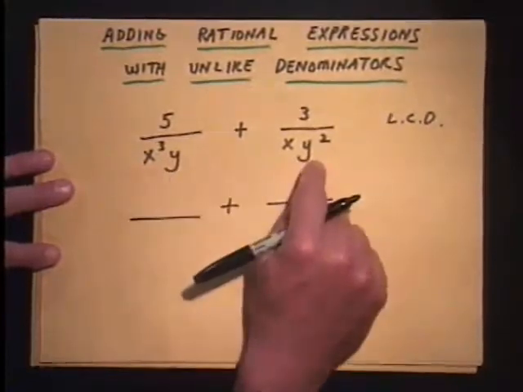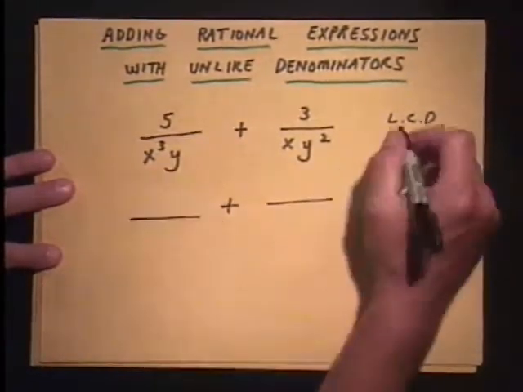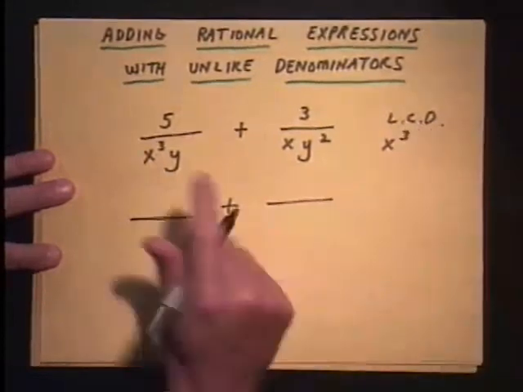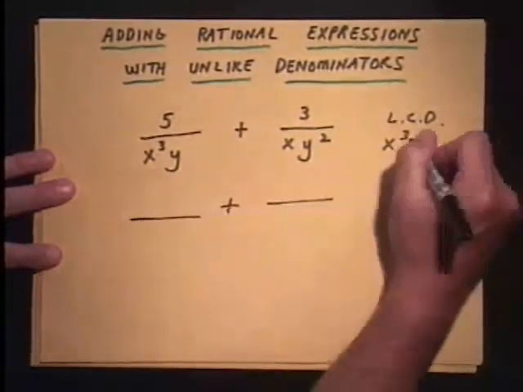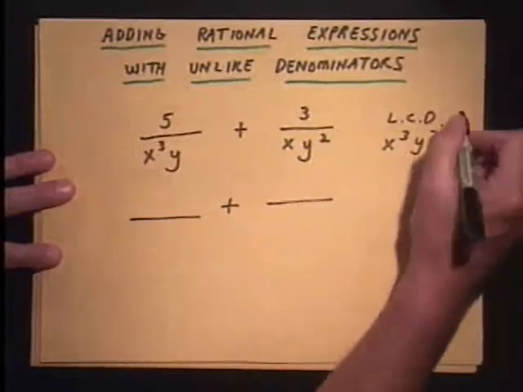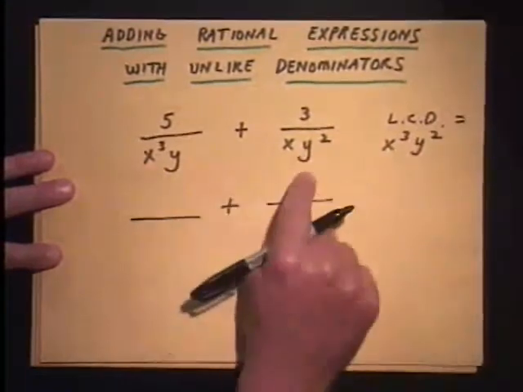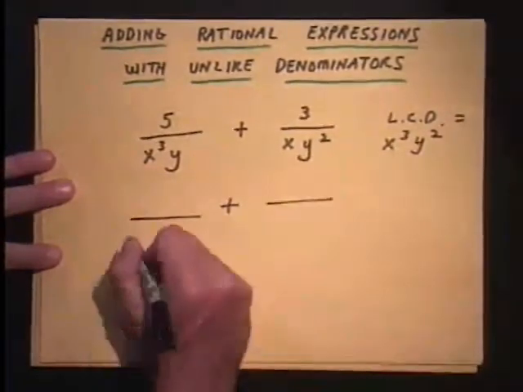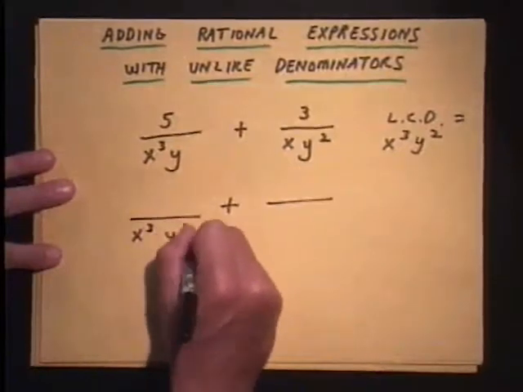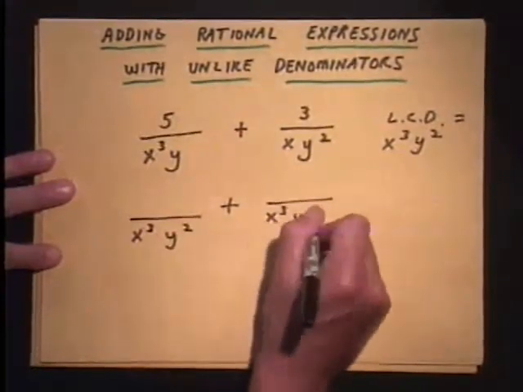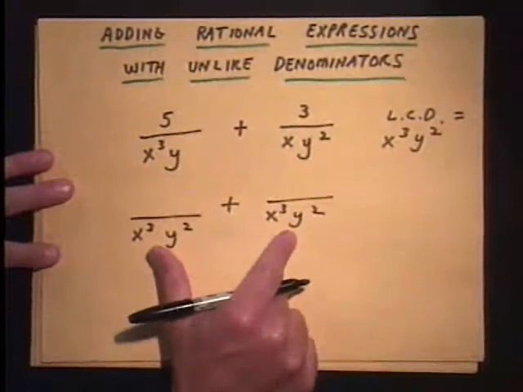Which one has the most x's? First one, x cubed. Which one has the most y's? This one, y squared. So the LCD of these 2, just taking the most of each one, is going to be x to the 3rd y squared. So what I do is I set up the shell, as I like to call it.